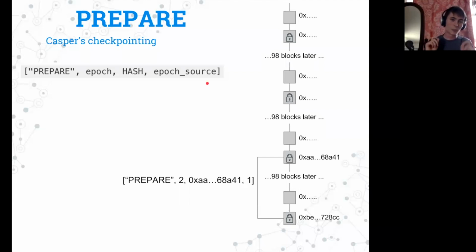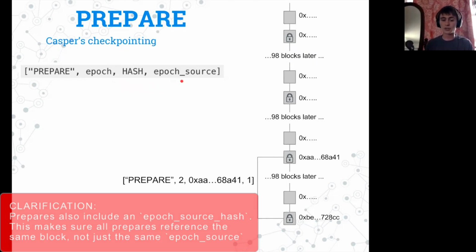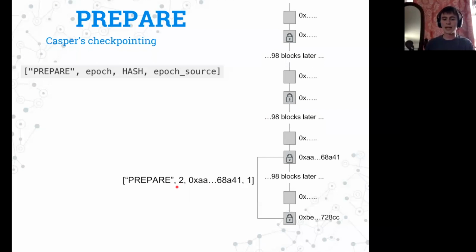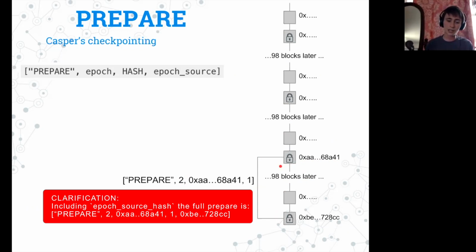So a prepare has an epoch, a hash, and an epoch source. What that means is, this is one example of a prepare, right? So there's the epoch, epoch 2. I didn't actually write it, but this is epoch 1, this is epoch 2, this is epoch 3, etc. So prepare epoch 2, the hash, so you can see the hash corresponds to this hash for this block, and it's referencing epoch 1.